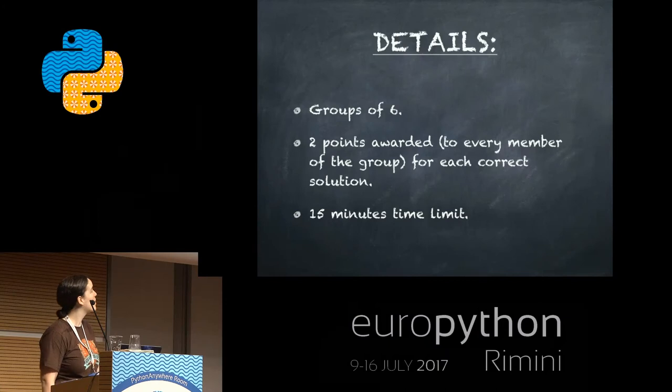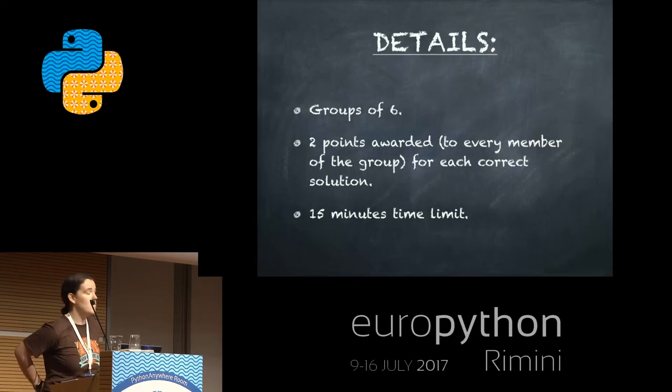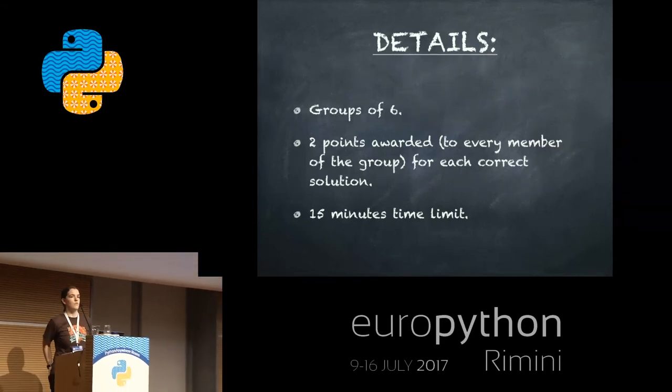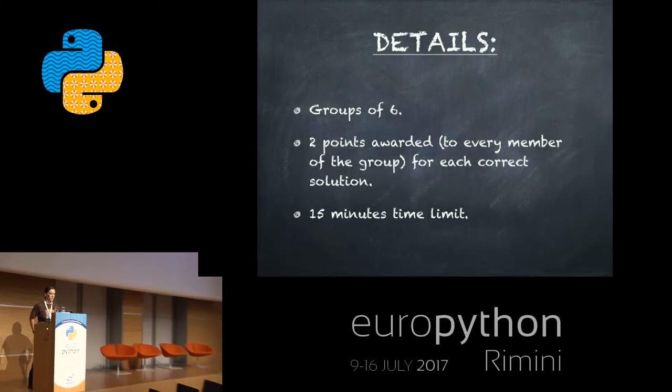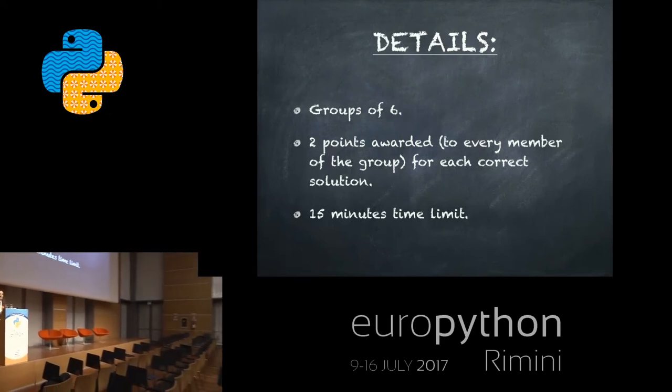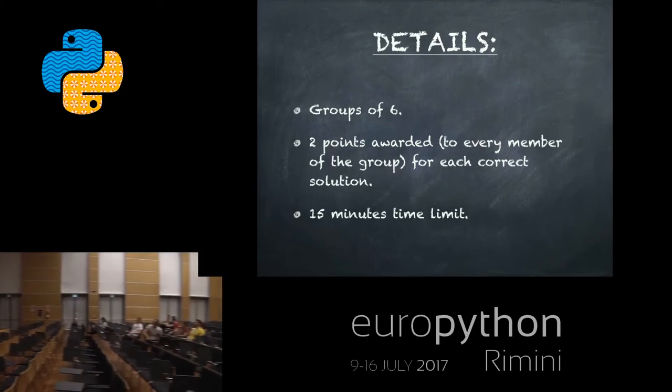So probably groups of six, so if you get together, two groups of three together. If you get a solution right, you get 2 points each, everyone in the group. There is a folder called group in the repository, so you try the exercises from that. And we've got about 15 minutes for you to have a go. So, go for it.